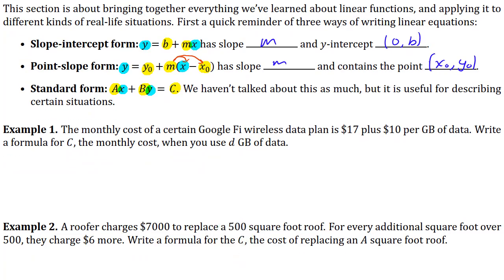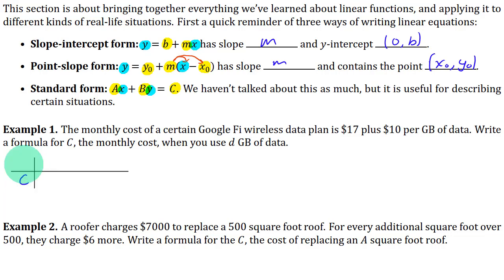Okay, so for example 1, we have the monthly cost of a certain Google Fi wireless data plan is $17 plus $10 per gigabyte of data. Let's write a formula for C, the monthly cost, when you use D gigabytes of data. With this kind of thing, it helps to write a table using the information that it gives you.